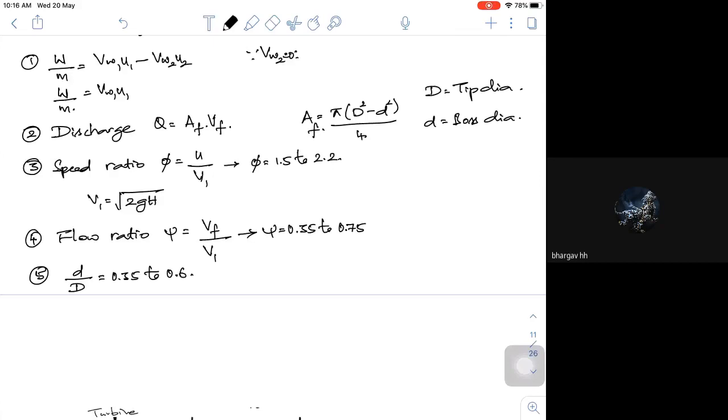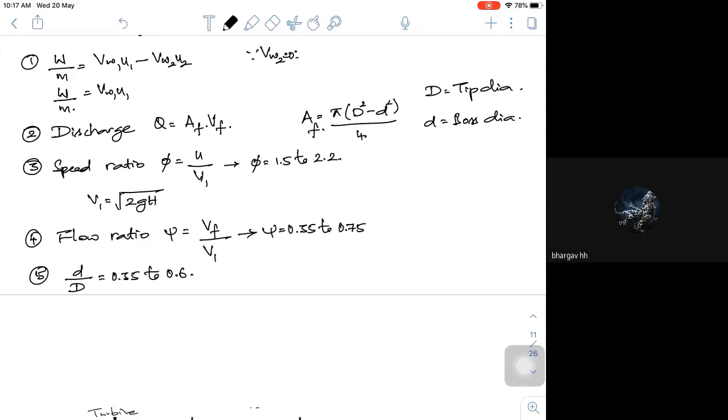So we need to take the speed ratio and flow ratio. Usually we take the flow ratio to be around 0.5. If nothing is given, we take psi around 0.5, and d by D also around 0.4 or 0.5. Or if you are designing it, I can go for 0.35. So 0.35 means I have a smaller hub diameter, and if I go for 0.6, I have a bigger hub diameter. Based on the quantity of the water that is flowing, we try to use this. So this is about your Francis turbine and your Kaplan turbine.